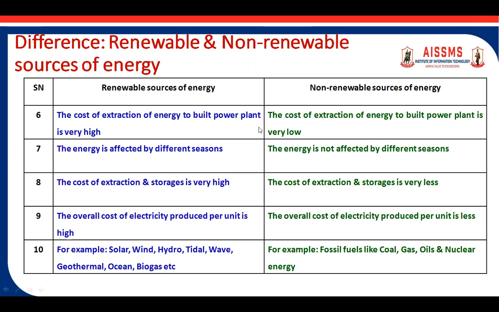In renewable sources, the cost of extraction and storage is very high. In non-renewable sources, the cost of extraction and storage is very low. The overall cost of the electricity produced per unit is high for renewable sources. The overall cost of electricity produced per unit is less in the non-renewable sources of energy.